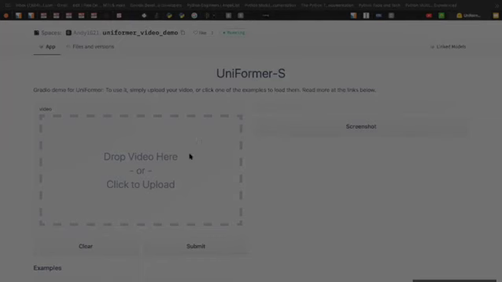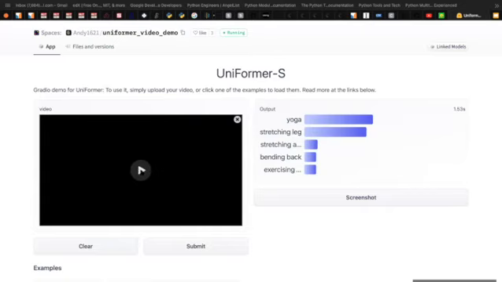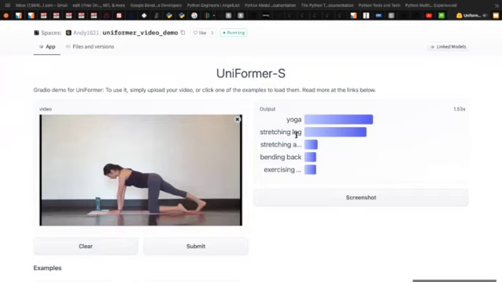Now, for this one, I tried to input a very non-familiar task, but the accuracy is quite good. We can see that the lady here is doing yoga, stretching legs. So they have high accuracy for that. This is the leg stretch video. It's able to identify yoga and stretching legs with almost equal precision.